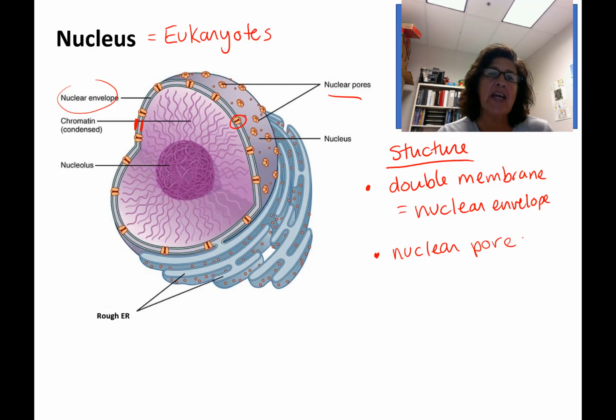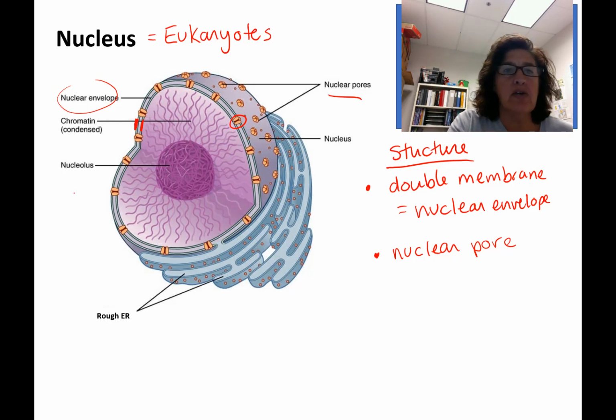There is an area inside the nucleus. It does not have a membrane around it. It's just an area called the nucleolus.